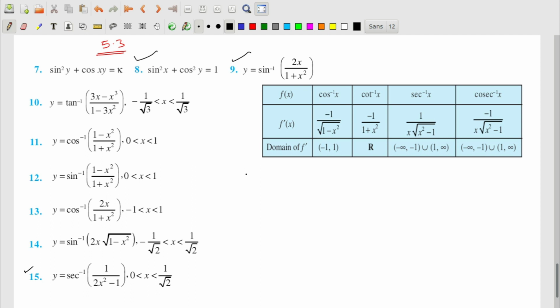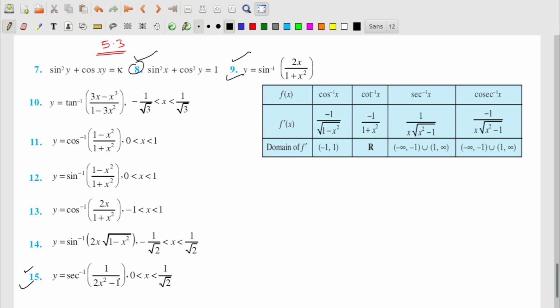In this video, I will solve the remaining questions from 5.3 from this chapter on continuity and differentiability. In the previous video, we solved till question number 8. Here, I will solve from question number 9 to question number 15.